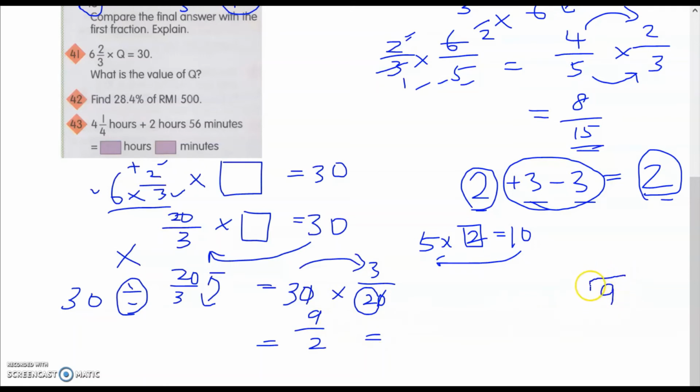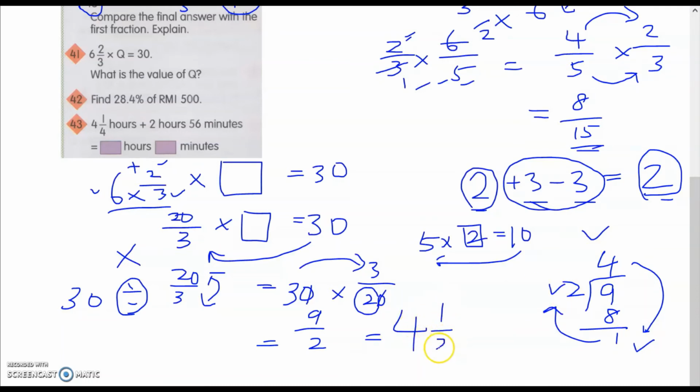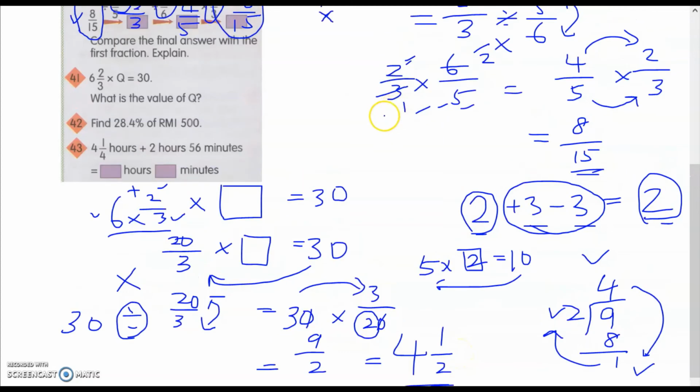So 9 over 2 is 9 divided by 2. 4 times 2 is 8. Balance is 1. And then clockwise. So 4, 1, 2. 4 is the whole number. So your final answer is 4 1 over 2.